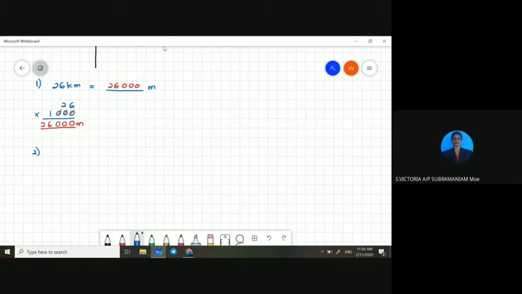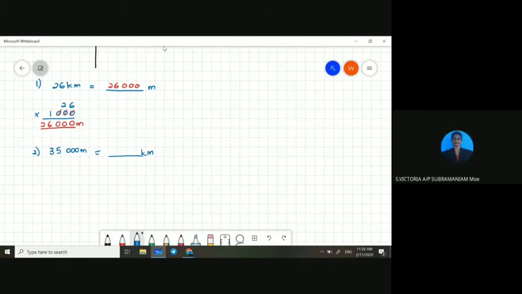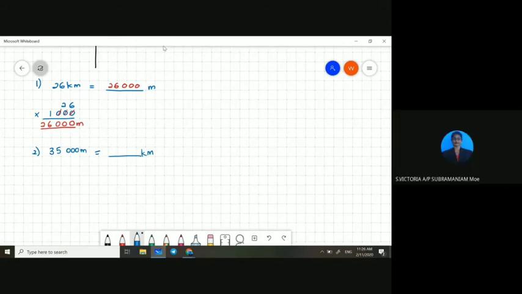Okay. Now 35,000 meter, when we convert to kilometer, what you should do? Divide. Divide what? 1,000. Divide 1,000 because the relation between kilometer is 1,000. So what method are you going to use? The long division or the short division? Short division.